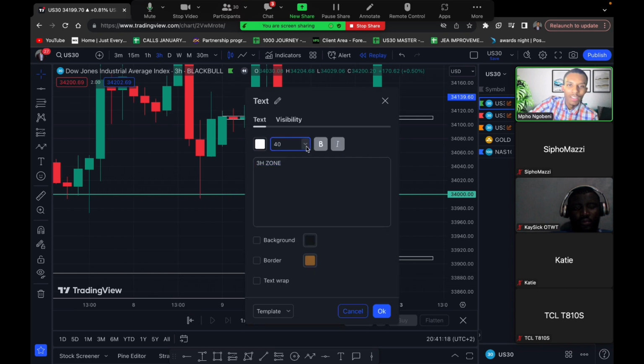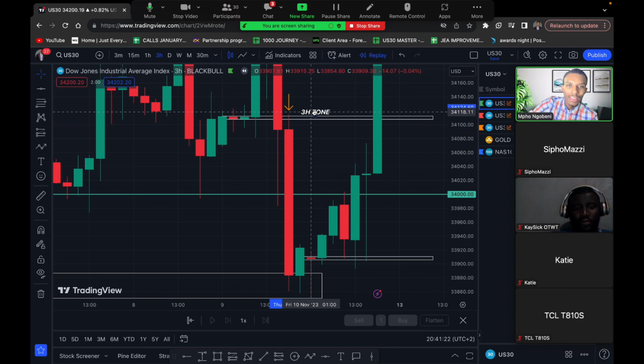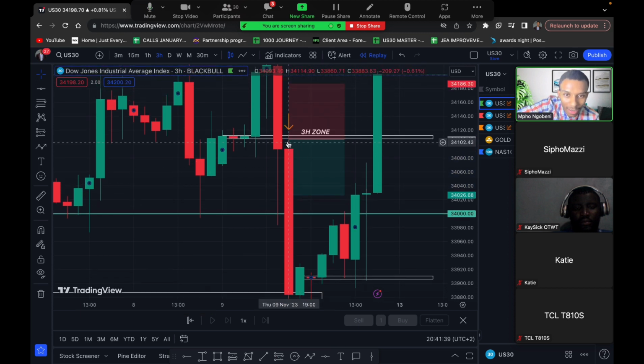It's huge. Let me reduce it just a bit. Yeah, that's called a 3-hour zone, acting as a support there. Break, retest of the 3-hour zone, and it gives you excellent entries. As you can see again, my entry, where was my entry gonna be? Right at the start, right there. Took the wrong one. It was going to be right there at the start.